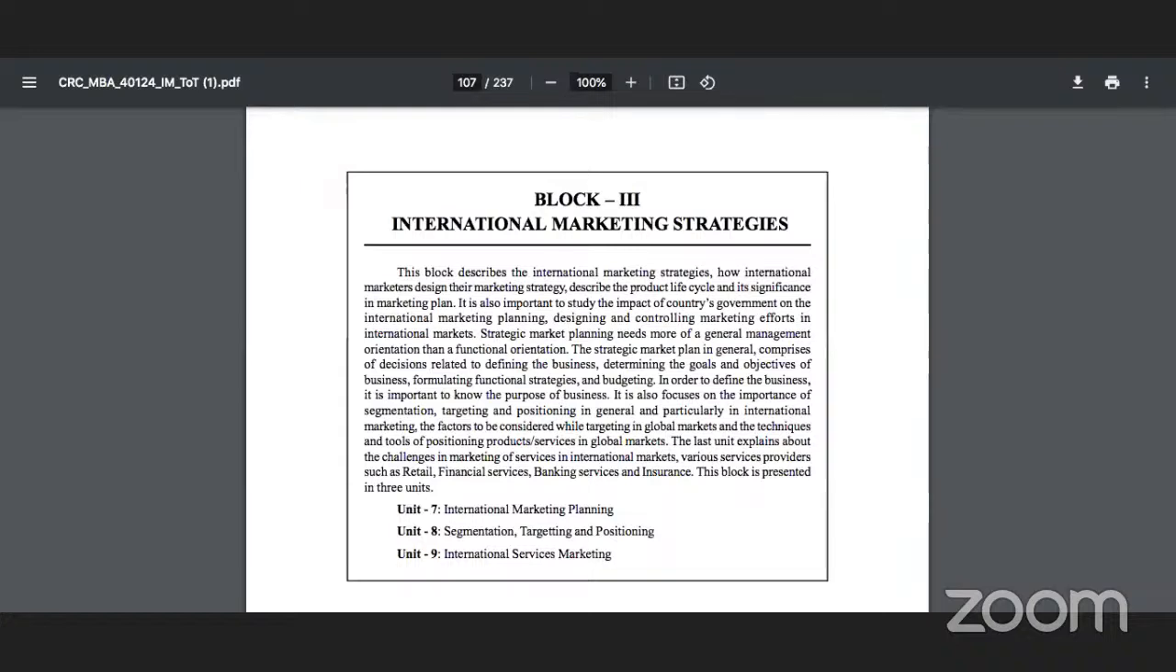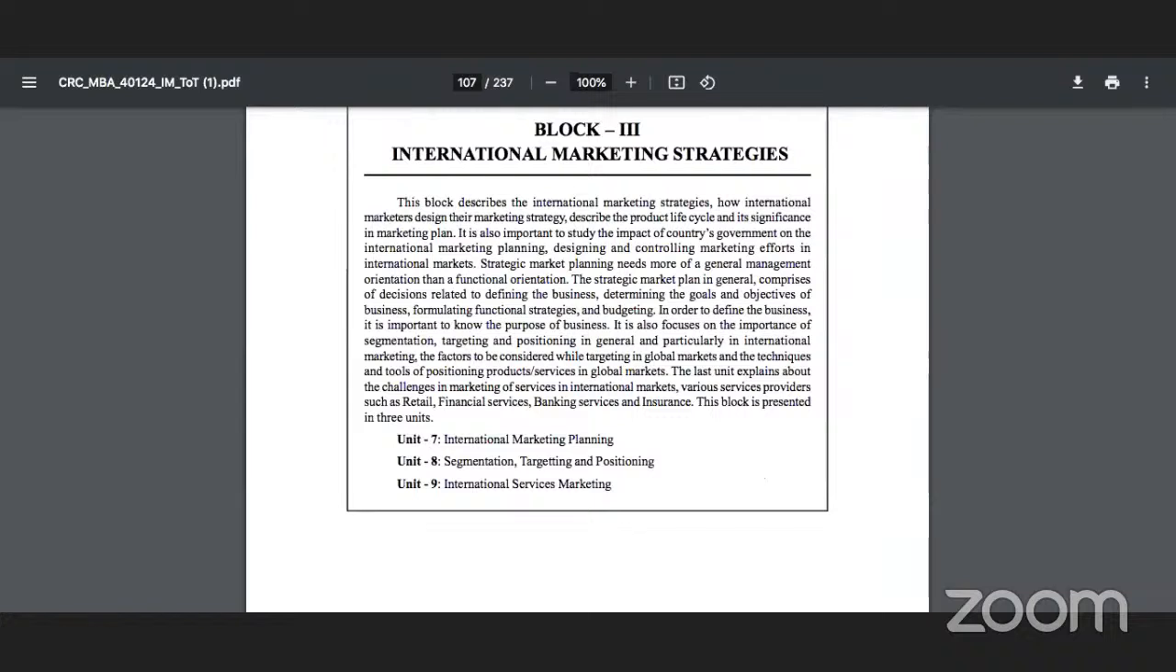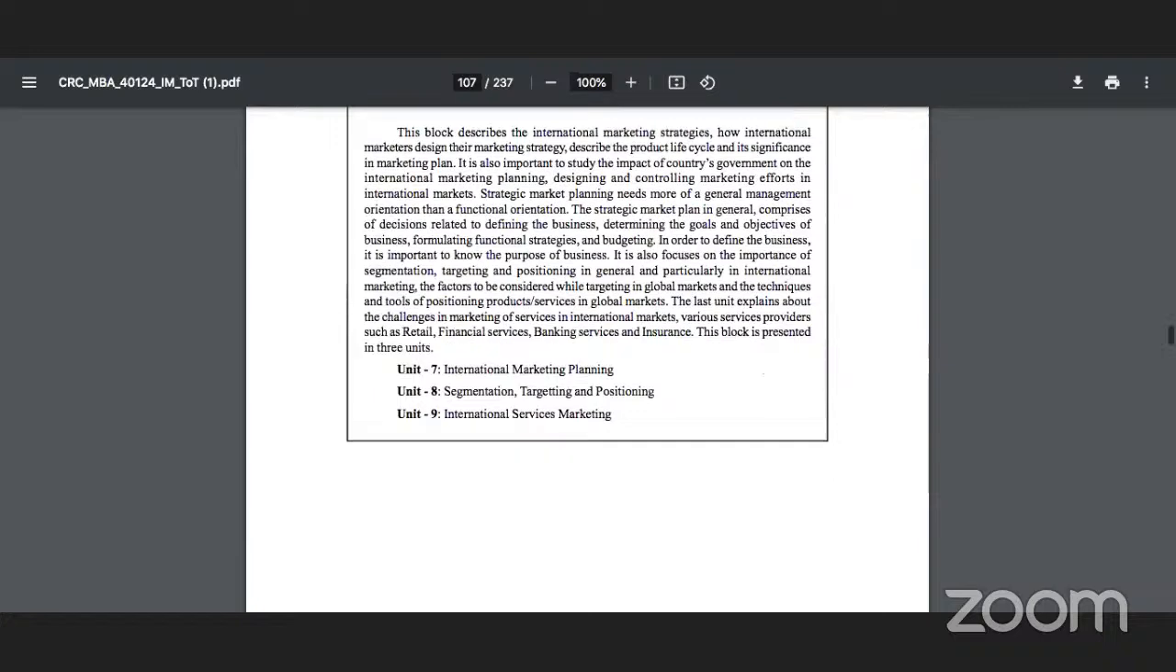This block consists of three major units. Unit 7, International Marketing Planning. Unit 8, Segmentation, Targeting and Positioning, which is more popularly called STP. And then we have the last unit in this block, that is International Services Marketing. So let us start looking at Unit 7, that is International Marketing Planning.